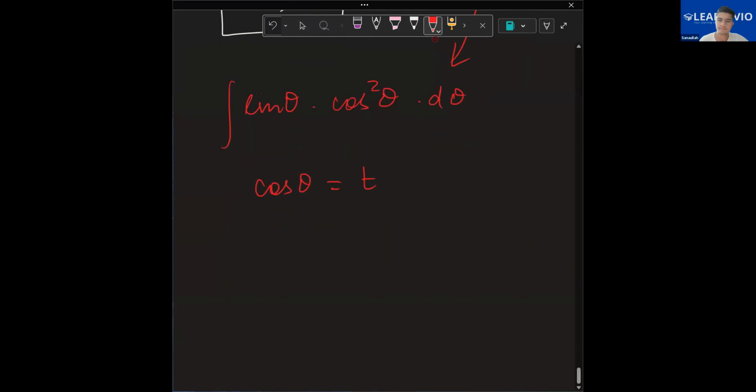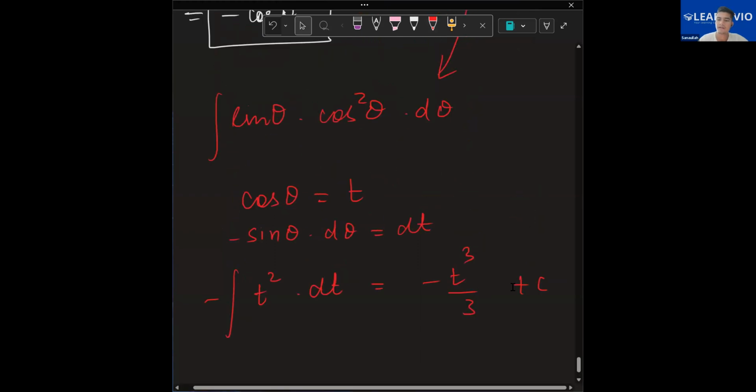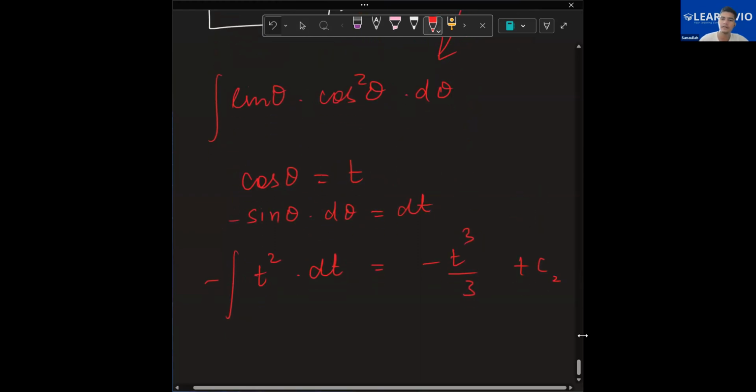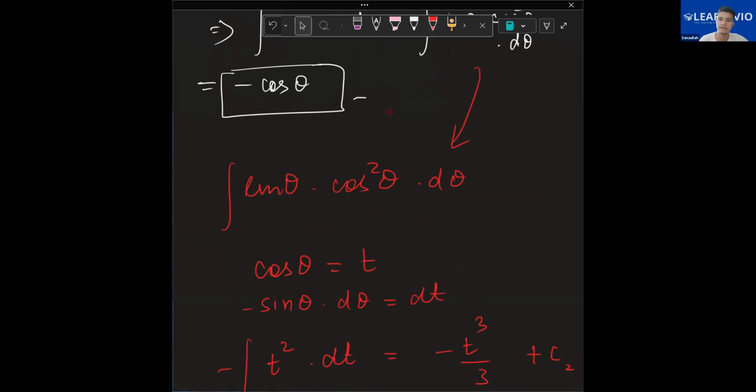So this is going to be sin of theta. Minus sin theta dot d theta is equal to dt. So when you put it in the integral, you are going to have minus of t square dt. For this you will get t cube by 3 plus c. So see here, you will get c2, and here you will get some c1.